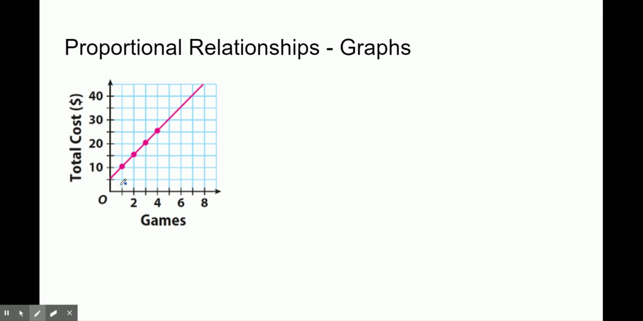Or if we didn't see that right off the bat, we could go through and look at our rates from our points. So this is talking about the cost for games. So our games is our x values, and our cost is our y values. So again, we're going to go through and look at our rate. So one game was $10. So our first game, it was $10 for one game. For 2 games, it was $15. So 15 for 2. For 3 games, it was $20.